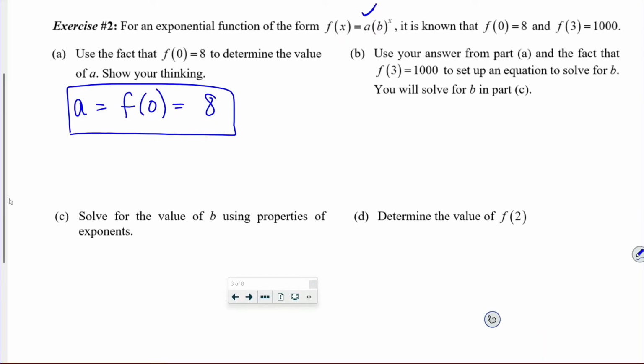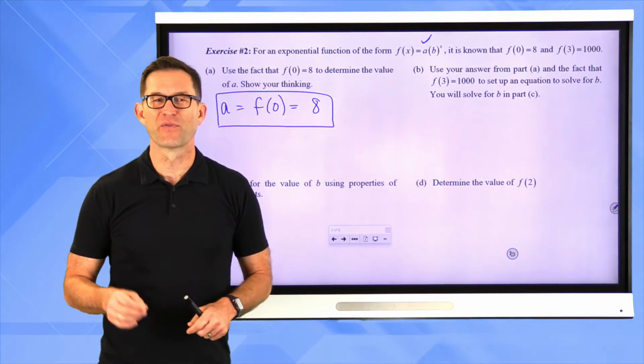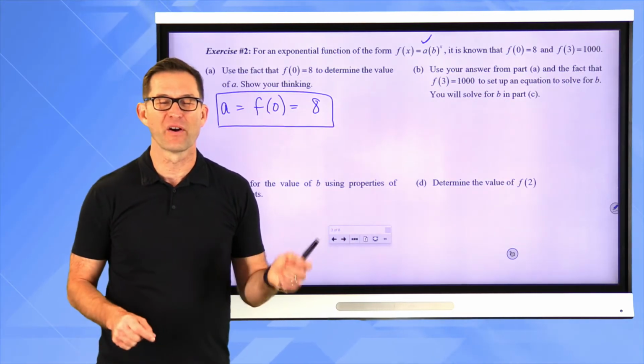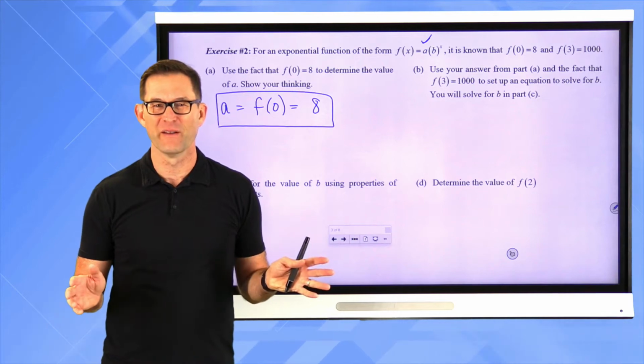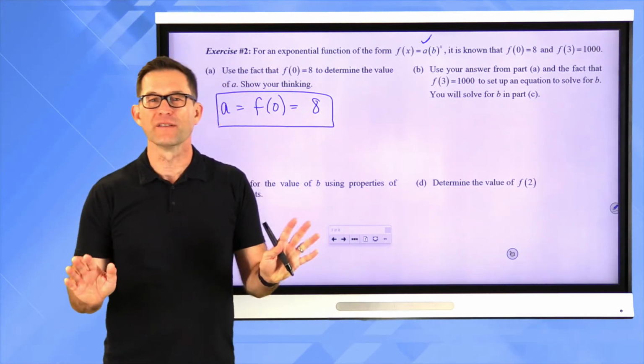Use your answer from A and the fact that f of 3 is equal to 1,000 to set up an equation to solve for b. You will solve for b in part C. And I apologize for all the A's, the B's, part C's, part A, part B, etc., right? Now, let's take a look at something.